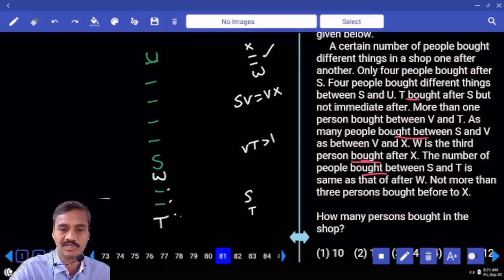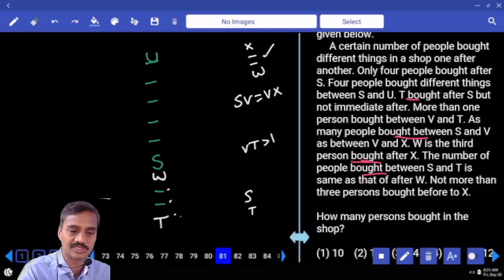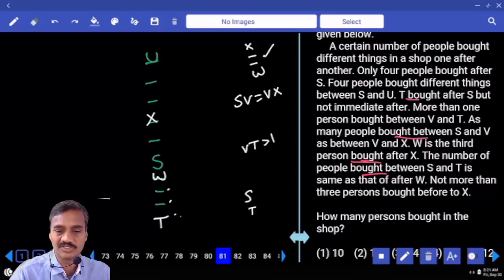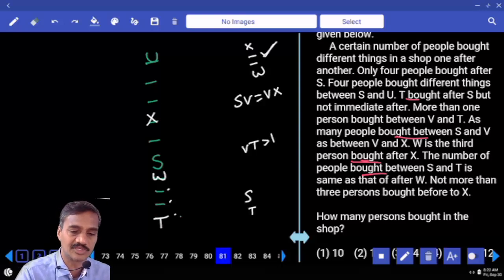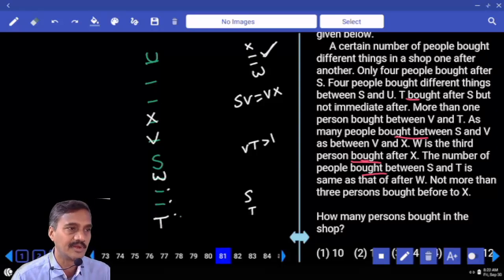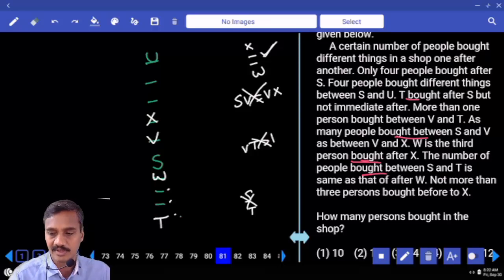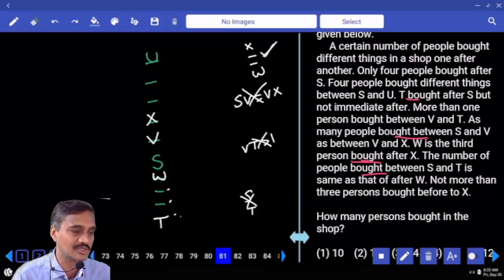Then before W, how many people are there? 1, 2, X must be at this place. Now if X is here, the number of persons between S and V equals V and X. But V must be at this place. Number of persons between S and V is 0, V and X is 0. Now between V and T, more than one person, that has been done. And there are not more than 3 persons before X. Now before X, there are exactly 3 persons.